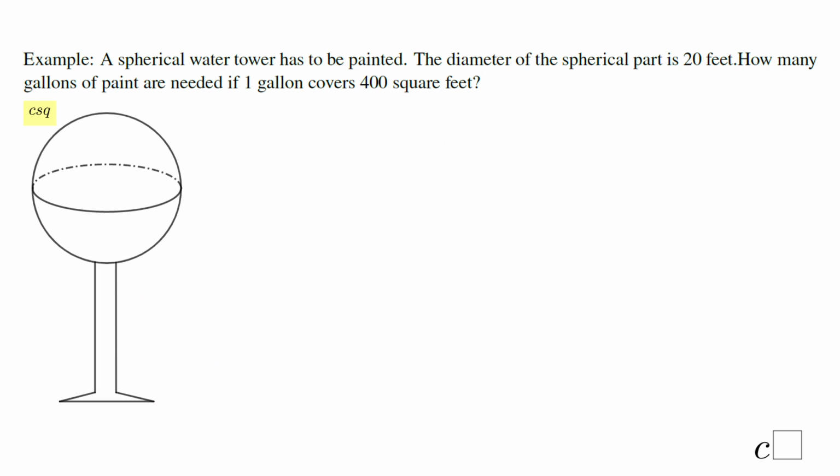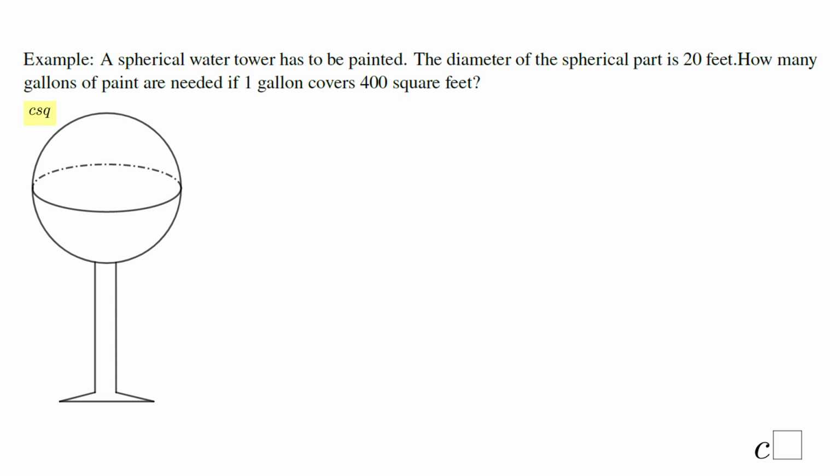In this one we have a spherical tower. Sometimes you can see a tower like this around the country, and it needs to be painted. The diameter of this guy is 20 feet, and we need to find out how much paint we need.